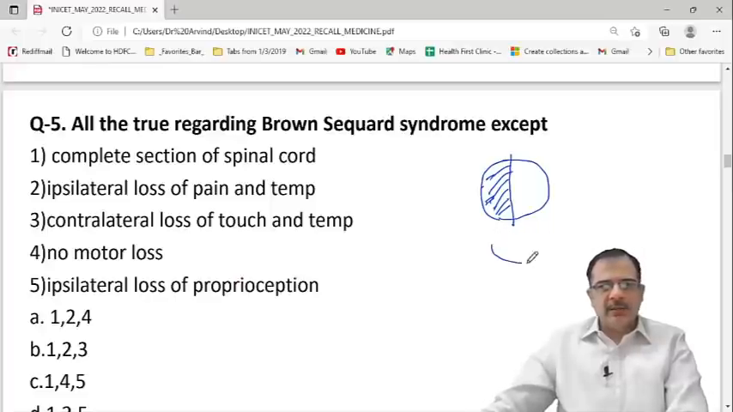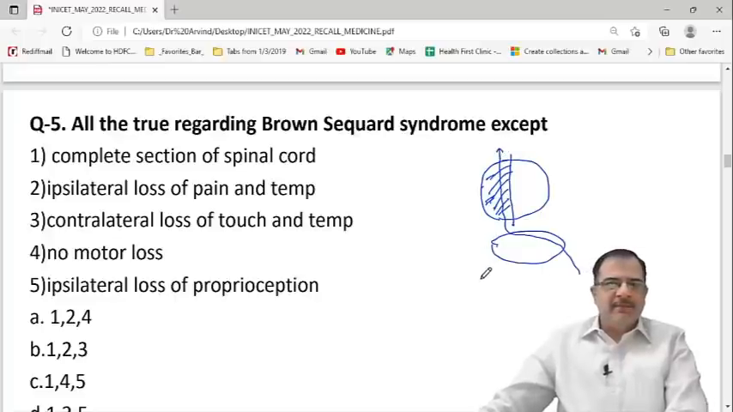Suppose this is a lower level. The fibers of the spinothalamic tract cross one or two levels above and then ascend. But the fibers of the posterior column ascend on the same side till below the medulla. So, spinothalamic and the dorsal column fibers.